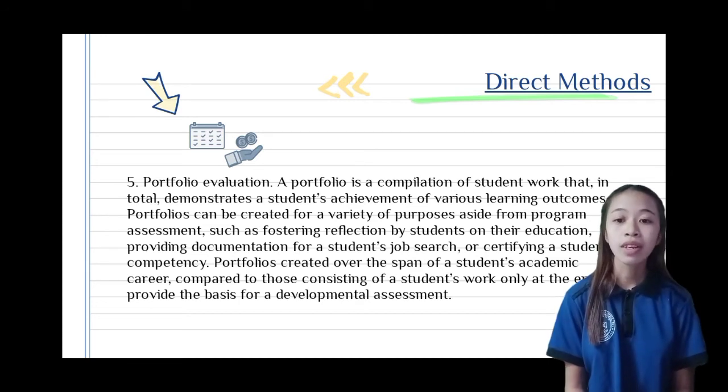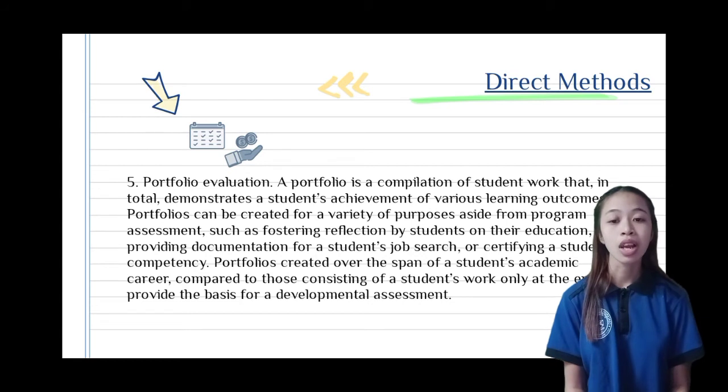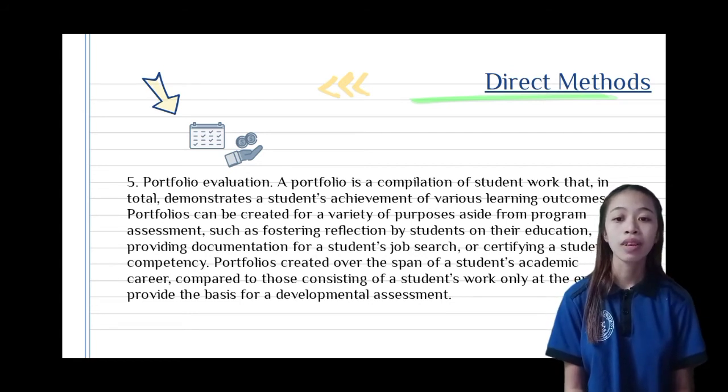Portfolios created over the span of a student's academic career, compared to those consisting of the student's work only at the end, provide a basis for developmental assessment.